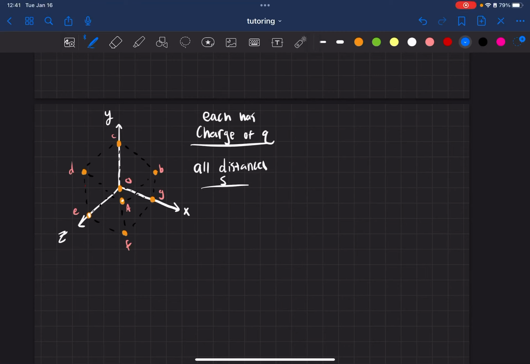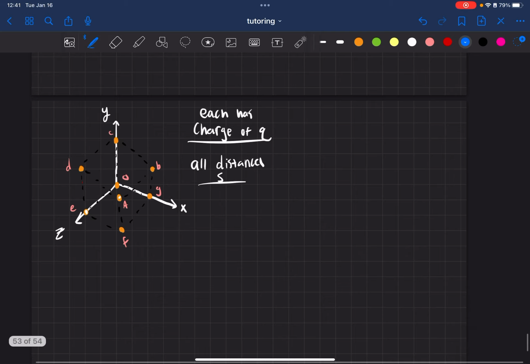Okay, so this question asks us to find the magnitude of the resultant force of all of these different charges as they affect point A in this little cube. We know that each point has a charge of Q, and all of the direct distances are S. So let's start off with the easy vectors to find.